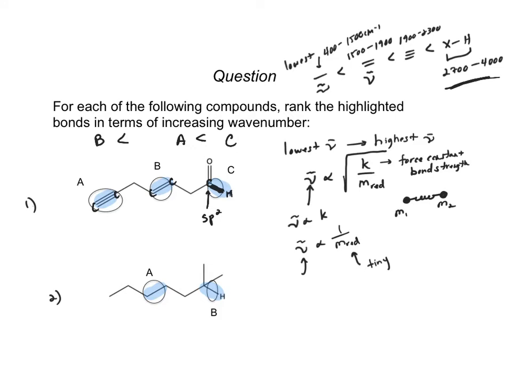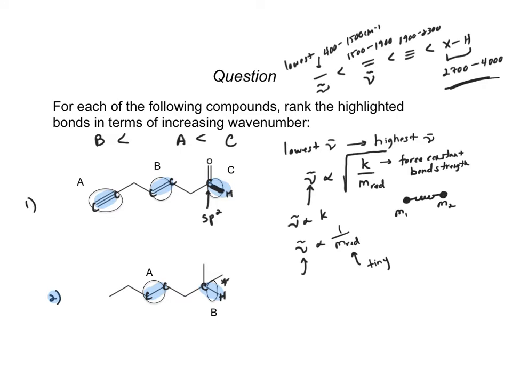Okay, so then in molecule 2, we have A and we have B. A is, let me draw it on here, a carbon-carbon single bond, and B is a carbon-hydrogen single bond, okay? So again, single bonds are going to be the lowest, except for anything attached to hydrogen.